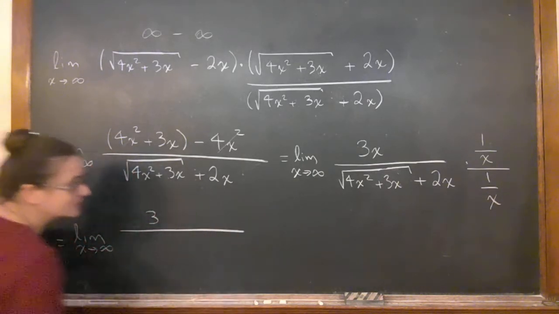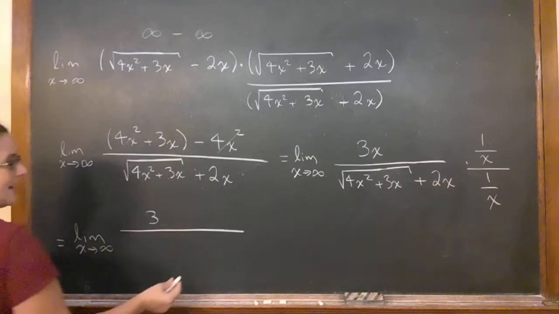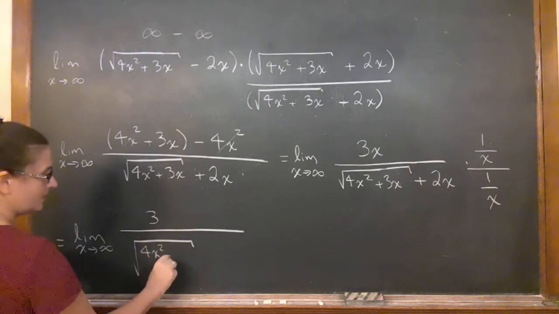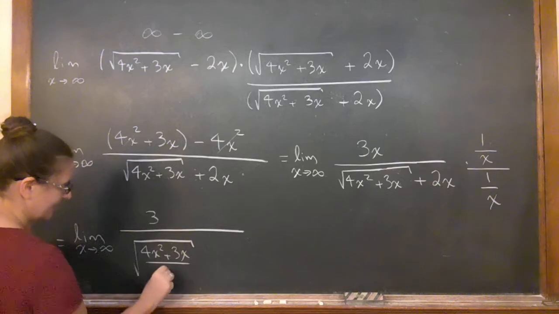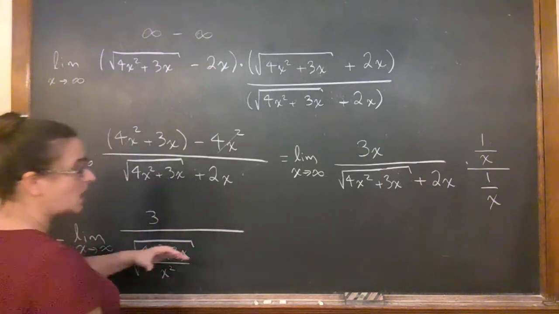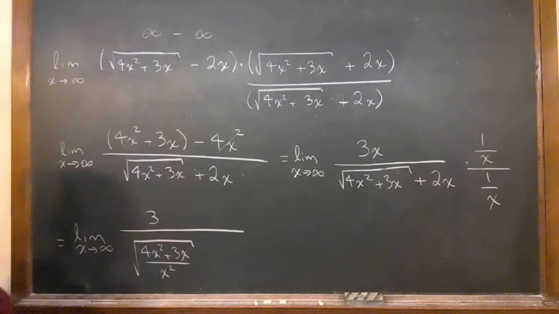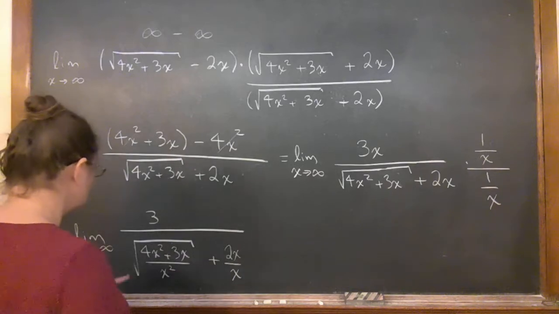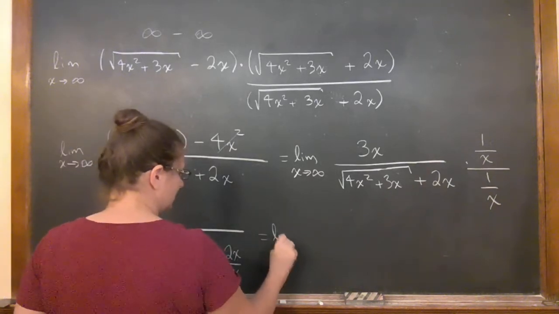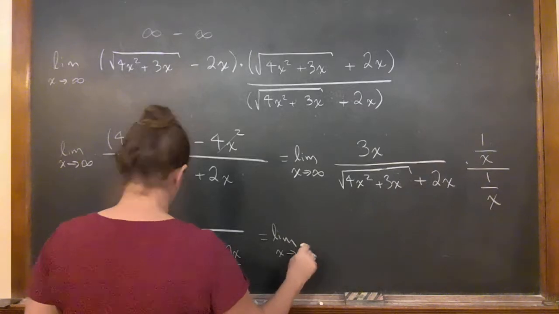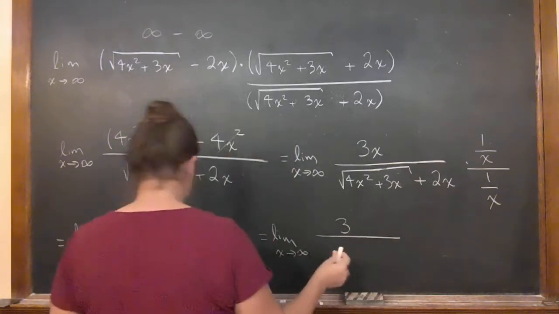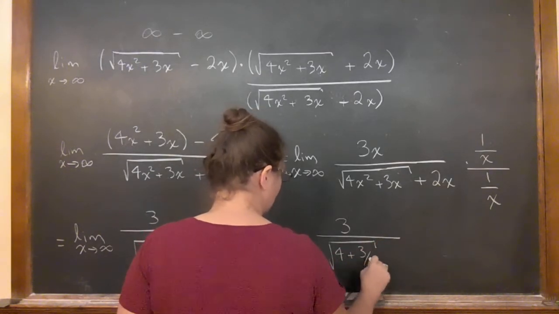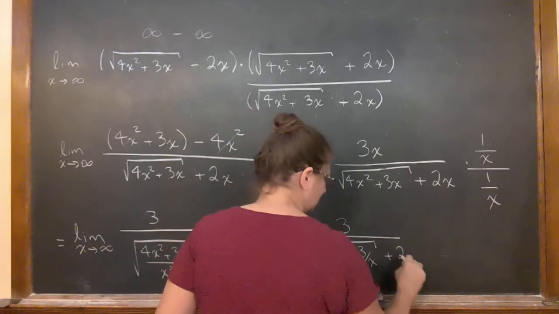The bottom, I've got a little bit of work to do there. I can write this as this, 4x squared plus 3x all over x squared, because I'm taking the x underneath the square root, so I get that. And then this is just going to be 2x over x. So, when I clean that up a little bit, I'm going to get 4 plus 3 over x, and then plus 2.